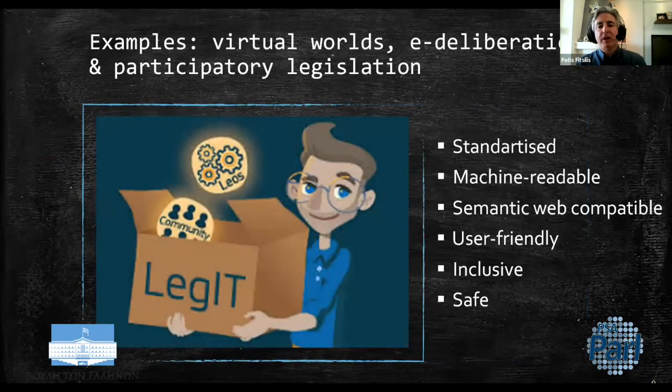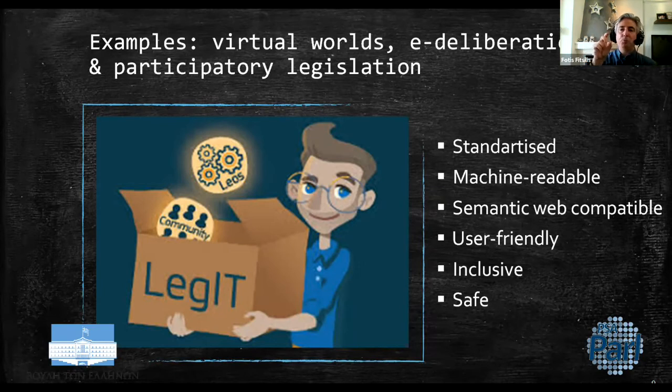Some examples that we are currently experimenting with are virtual worlds, e-deliberation software and platforms, and participatory legislation. So these are not things that are future stuff. This is going on right now. People are experimenting with that, including ourselves.